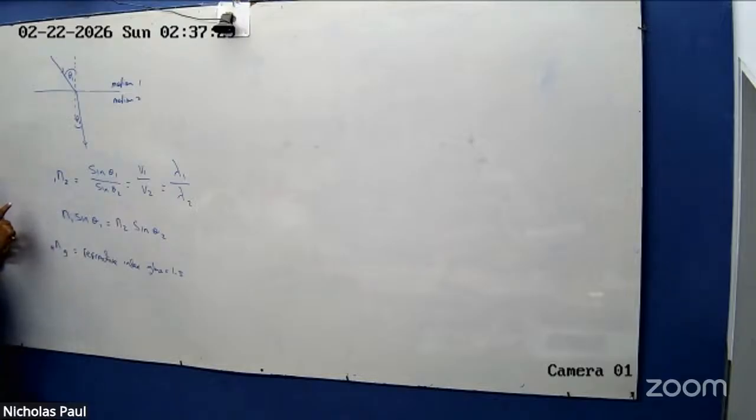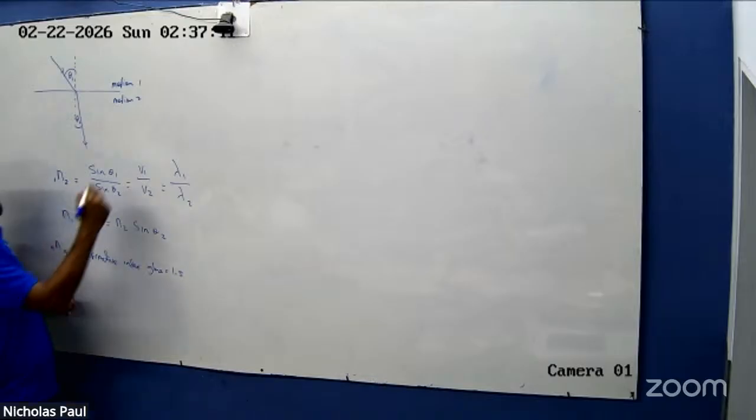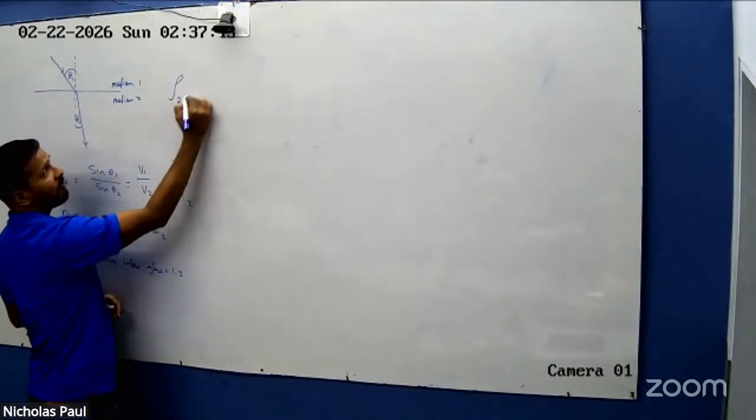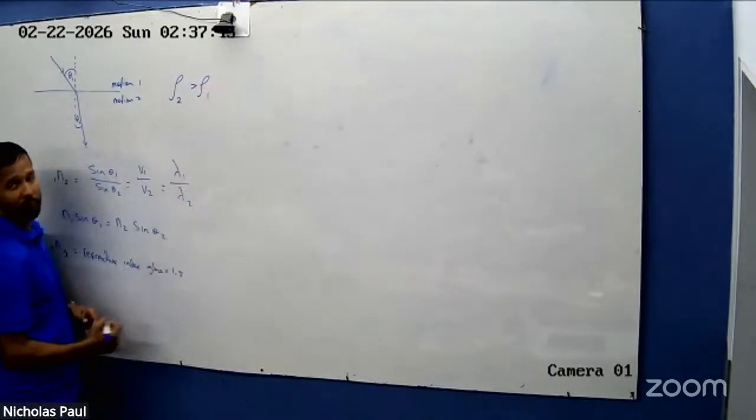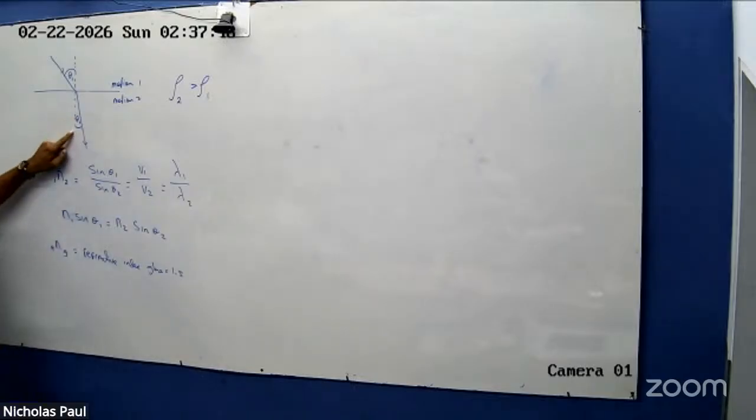Everything here is to do with refraction. Which is more dense? Adam, which side is more dense here, medium 1 or medium 2? Medium 2 is more dense. Very good. So the density of 2 is greater than the density of 1, because it slowed down and it went towards the normal.